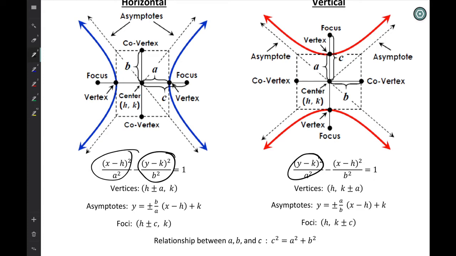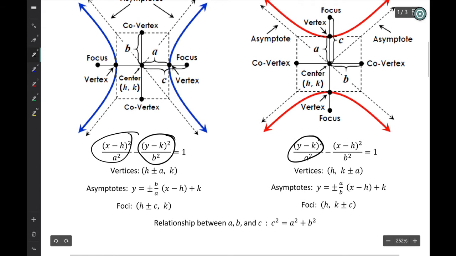It's very important that you guys remember that the a squared is always with the positive term, and the b squared is always with the negative term. If y is negative, it's horizontal, b squared underneath it. If x is negative, it's vertical, b squared is still underneath it. a squared and b squared are not attached to x or y.